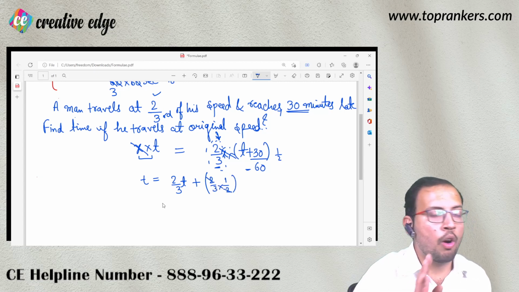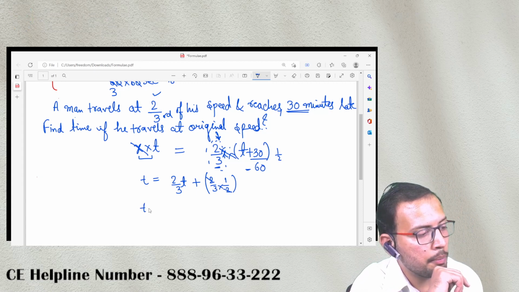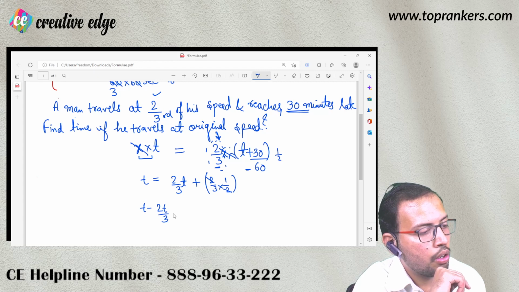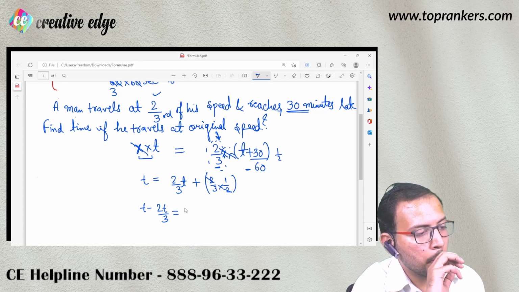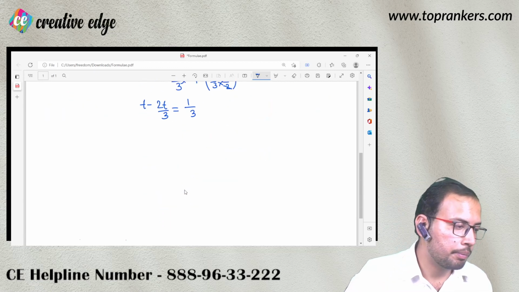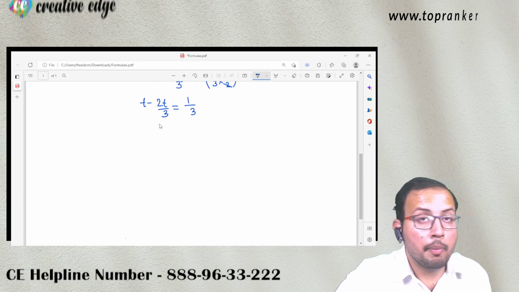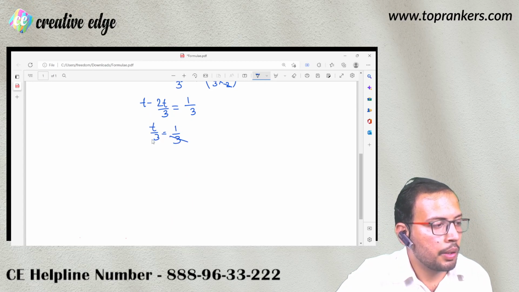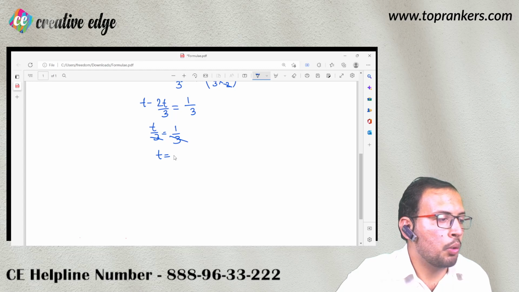So from here, all the t terms on one side. So t minus 2t by 3. It is going to be 1 by 3. So let us take the LCM. So 3t minus 2t is t upon 3. It is equal to 1 by 3. 3 and 3 are cancelled. So t equal to 1.